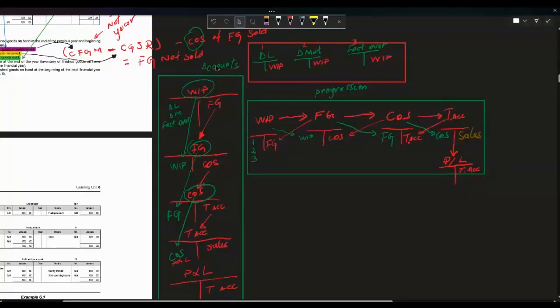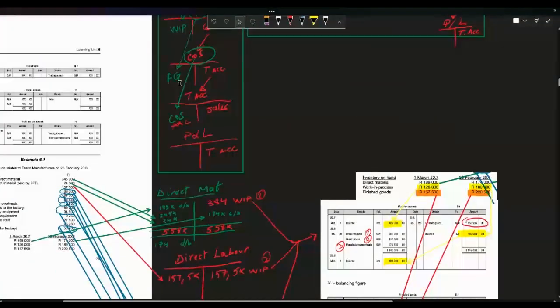And the cost of sales on one side needs to match the sales on the other side. Meaning, in order for us to break even, the cost of sales needs to match the sales. Obviously, for us to make profit, sales needs to be greater than the cost of sales, right? So therefore, there is also a profit trading account. All right.